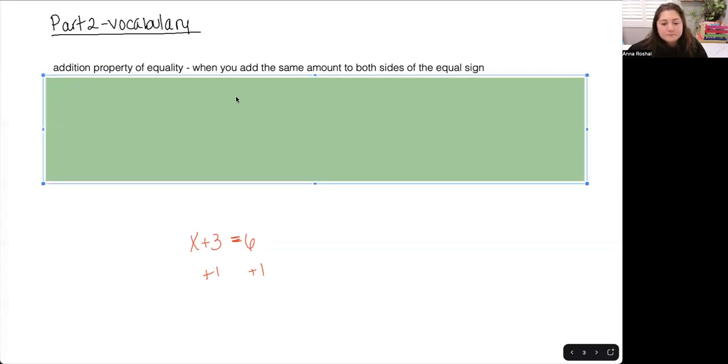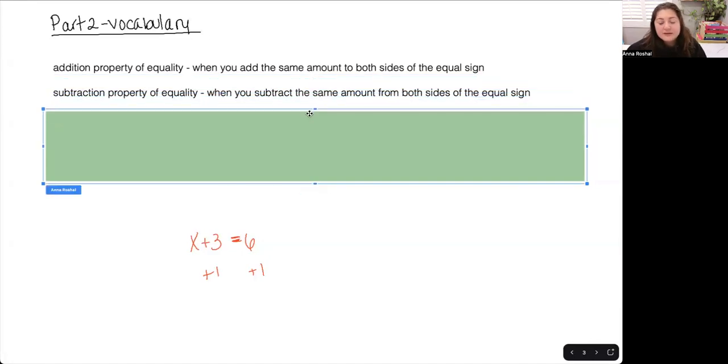sign. So the next thing that you have is actually subtraction property of equality. And if we take a look at subtraction property of equality, it's pretty much the same exact definition. The only difference is that here I am adding the same amount. Here I'm going to subtract the same amount.